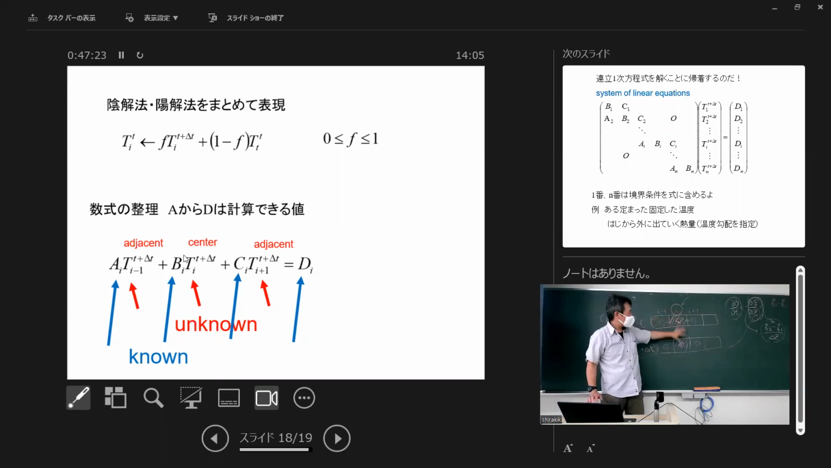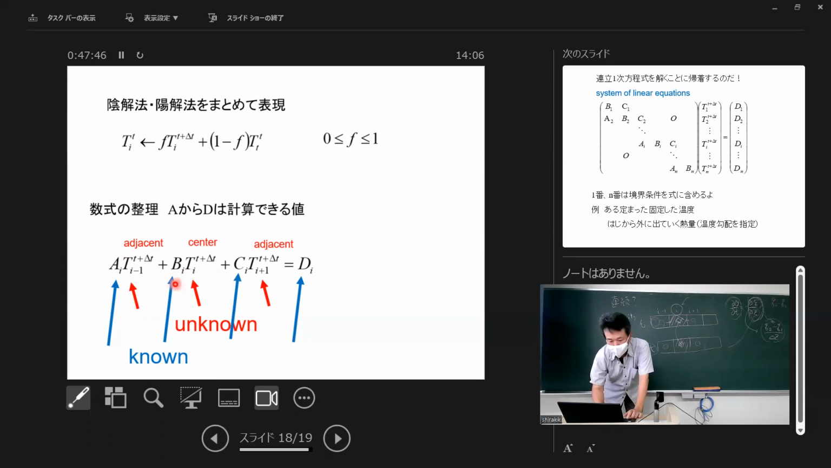But now let's focus on this number i box, and we have to calculate the t plus delta t, i box t plus delta t. So with this number i box situation, we can calculate like this.